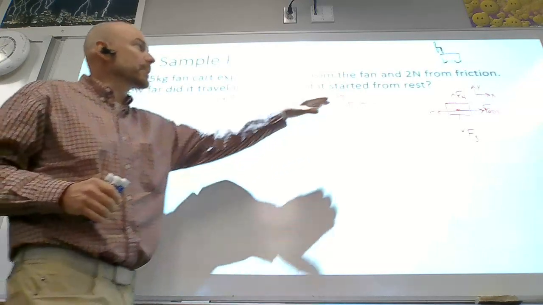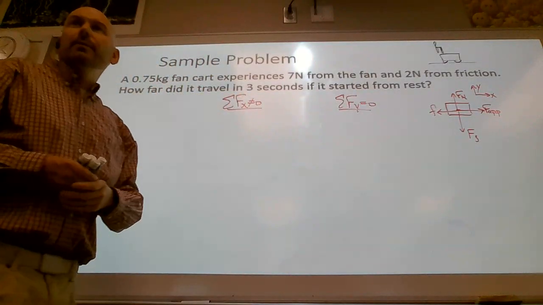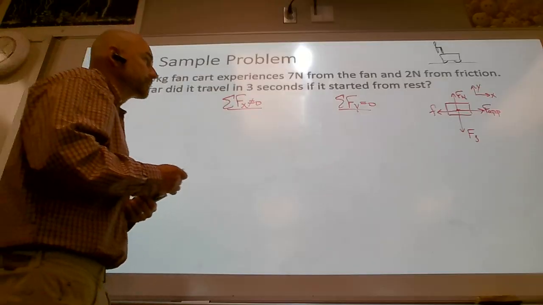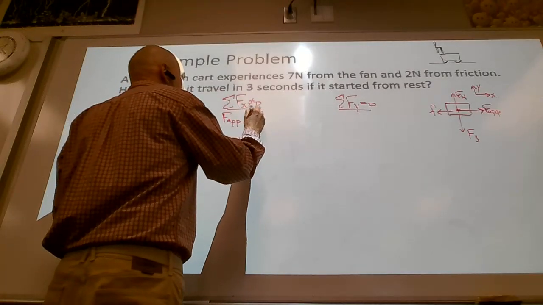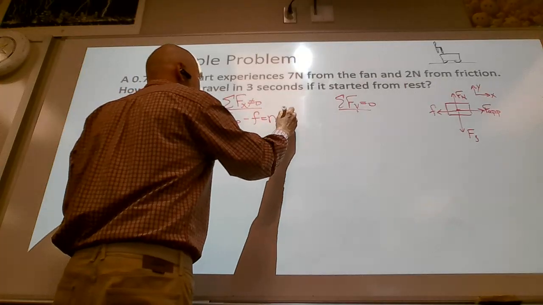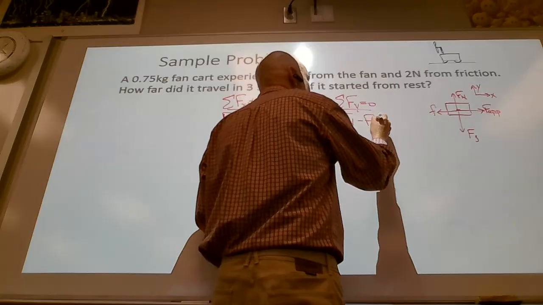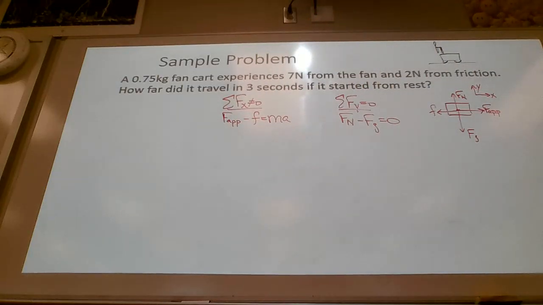Okay, but here it said it started from rest and is now moving. So it's not doing what inertia wants to do. Applied force minus friction is equal to mass times acceleration. Here you have normal force minus force of gravity equals 0. How do we do on the setup?